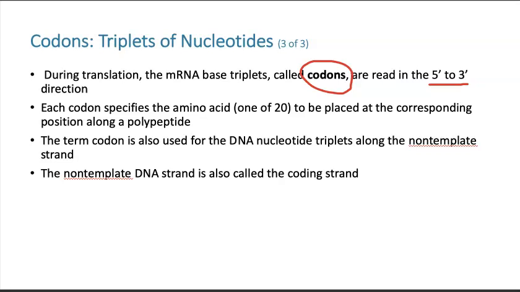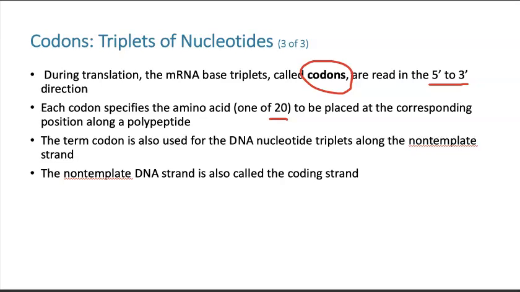Each codon specifies or determines an amino acid, and there are only 20 amino acids. And so each codon calls in an amino acid. Again, we'll go into all the details about how that works in a little while, but for now, just remember that.